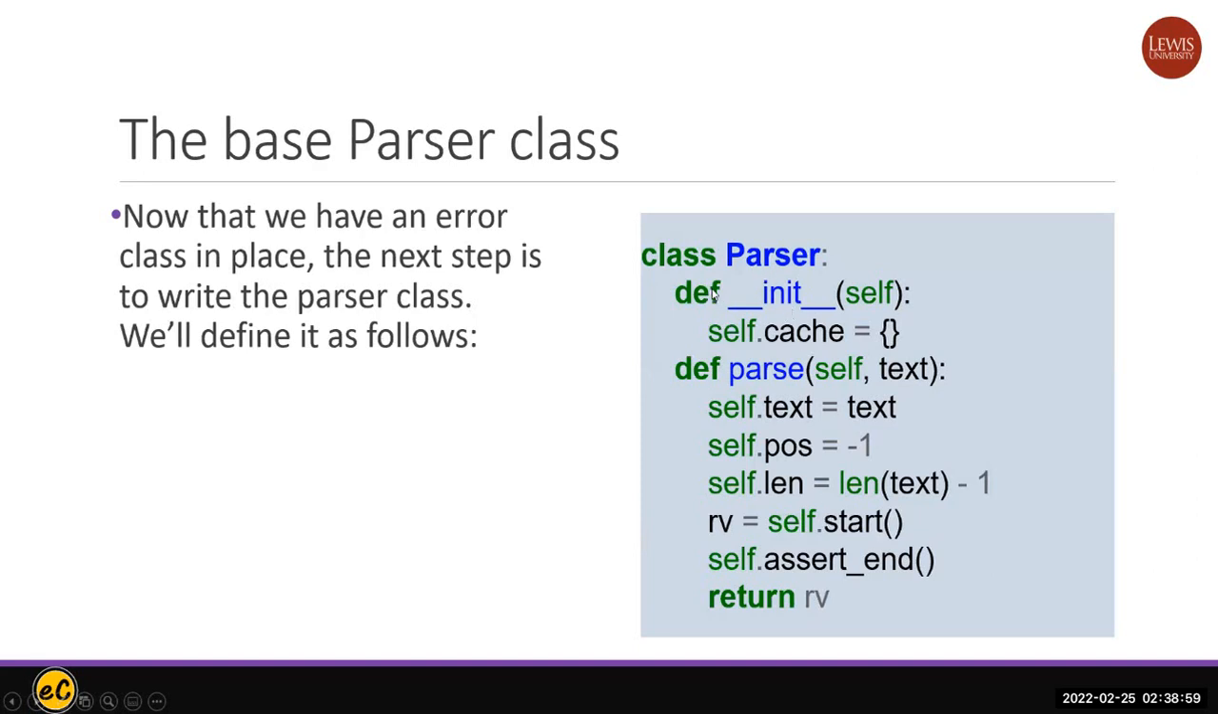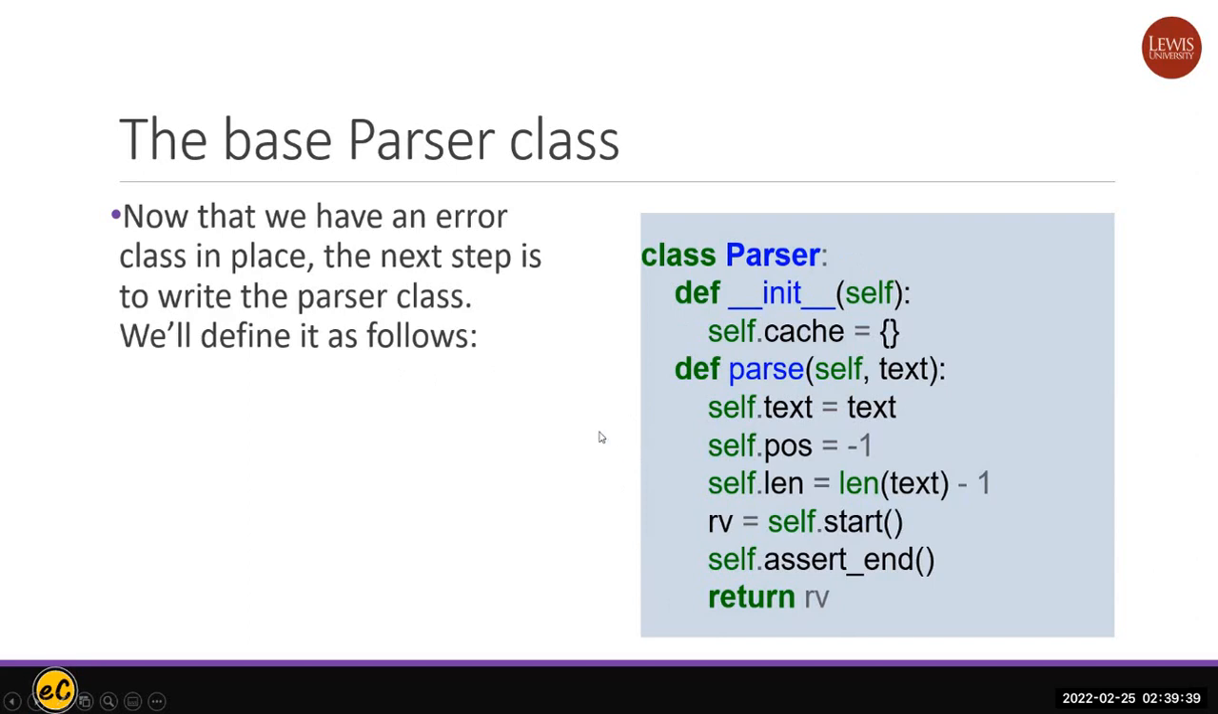Here we have a parser class. In the parser class, you have a cache that is empty, and then you get the text, and your position starting from -1. The length of the parser is the text length -1, so that is the total length. Your RV is your start function, you check the end, whether you have reached the program end or not, and return your RV. Now that we have done the error class, the next step is to look at the parser class.